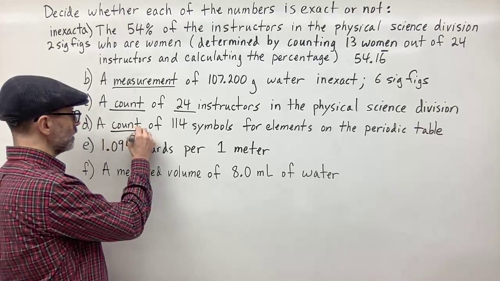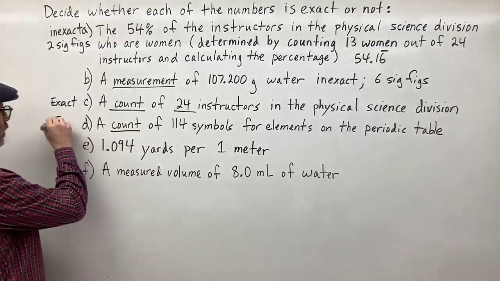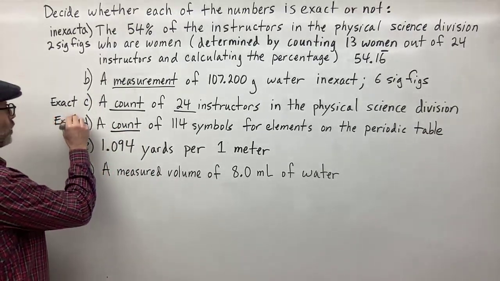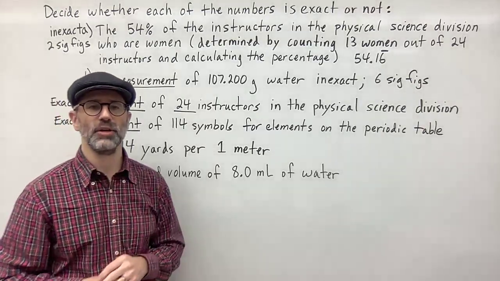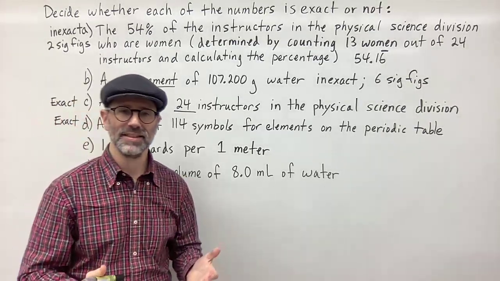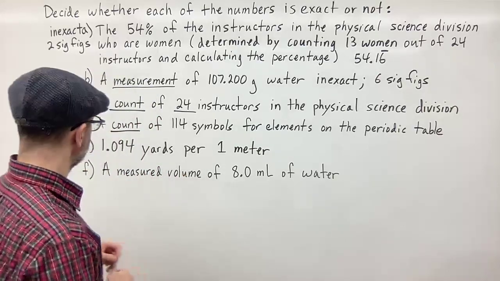So counting is going to be exact, so we don't worry about the significant figures. There's an infinite number of significant figures for an exact number.